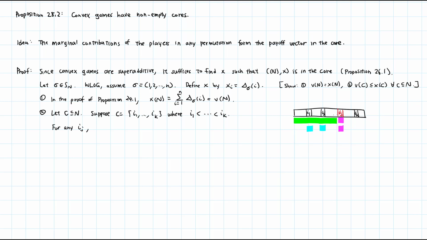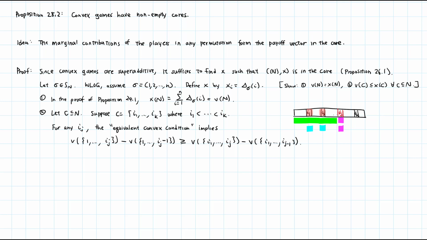So what can you say about the contribution of i_j to these two coalitions? We see that the second set is a subset of the first one. So, using the equivalent convex conditions, it means that i_j should contribute more to the larger set than the smaller set. So, what we have here is v of {1 to i_j} minus v of {1 to i_j minus 1} is greater than or equal to v of {i_1 to i_j} minus v of {i_1 to i_j minus 1}. So x of C is equal to the marginal contributions of i_1, i_2 all the way up to i_k added together.